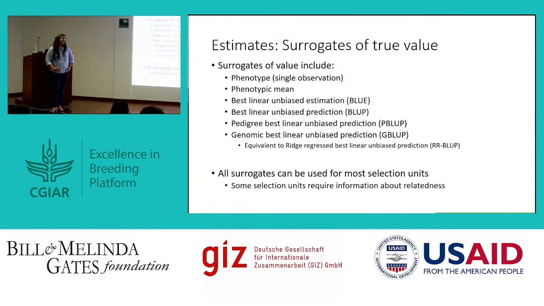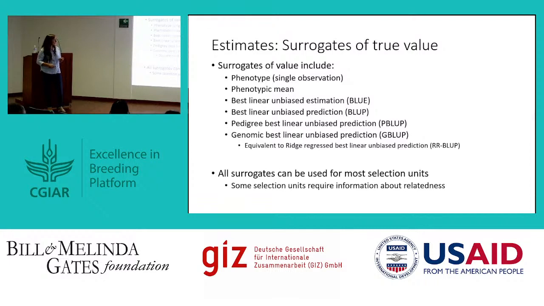There are different surrogates of value you can use. So this is connecting, how do I measure these things you were talking about? Those could be a phenotype, just based on a single observation, a phenotypic mean, a best linear unbiased estimate, or BLUE, best linear unbiased prediction, or BLUP. And then you can also add pedigree information to BLUPs or genomic information to those.